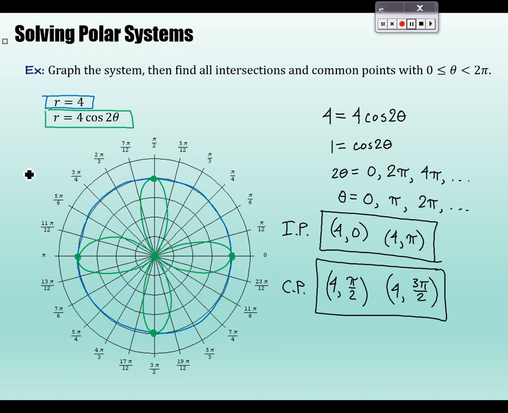Yeah, they're not intersections in the proper sense, right? It's just like when you graph it, they hit each other at the same time. Yeah, that's what we'll say. And so how do you figure out what a common point is? You have to graph it. That's our method, okay?